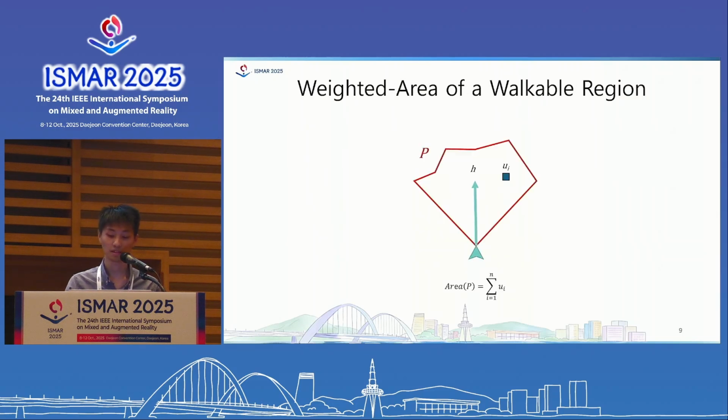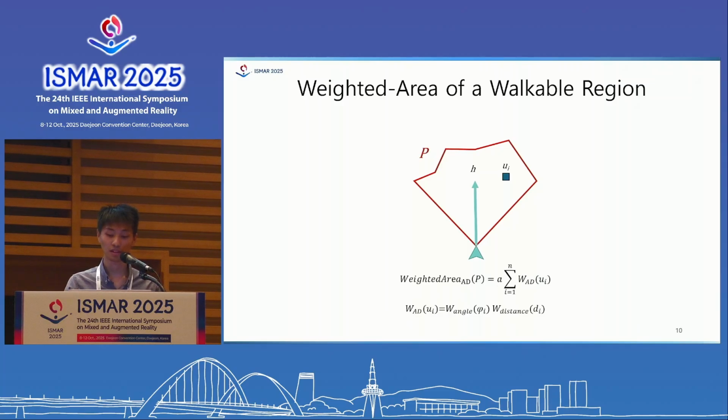Now let me explain the design of the weighted area. Given a polygon P, along with the user's position and heading, we subdivide the polygon into many small unit areas. If we don't assign any special weight, the polygonal area can simply be approximated by summing up all these units.